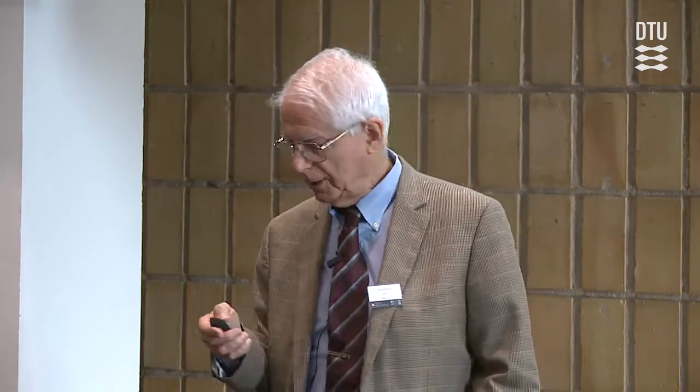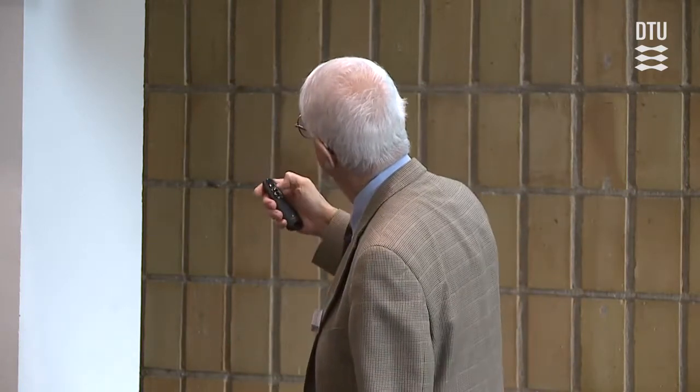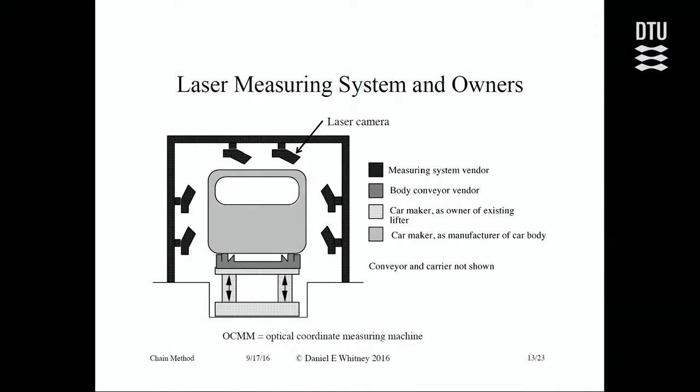So here's Mike's diagram of the system. It's the car body here. This is the conveyor. This is the lifter. The lifter was what the company wanted to reuse. These represent the different cameras. And what we found, it's the same is true with all of the other ones, the different links in the chain have different owners.